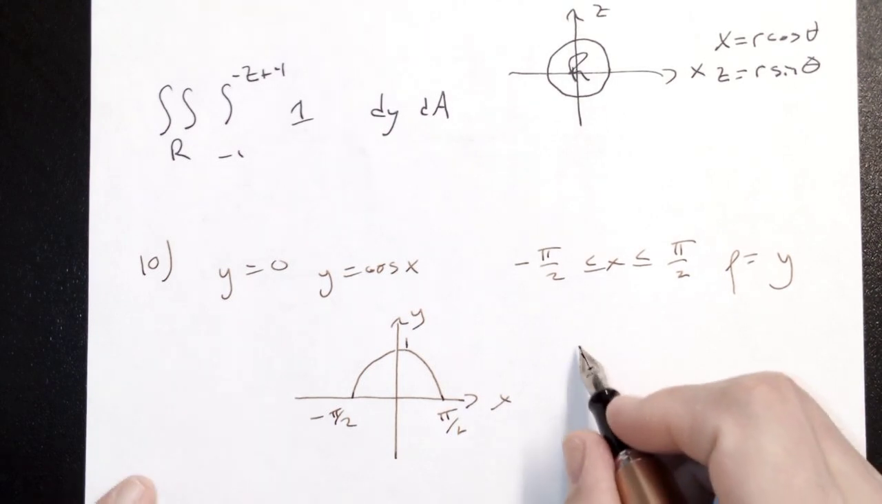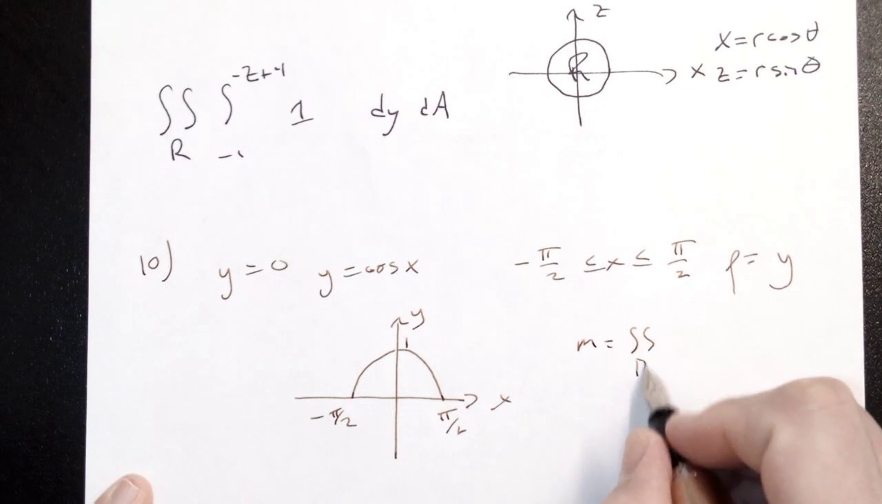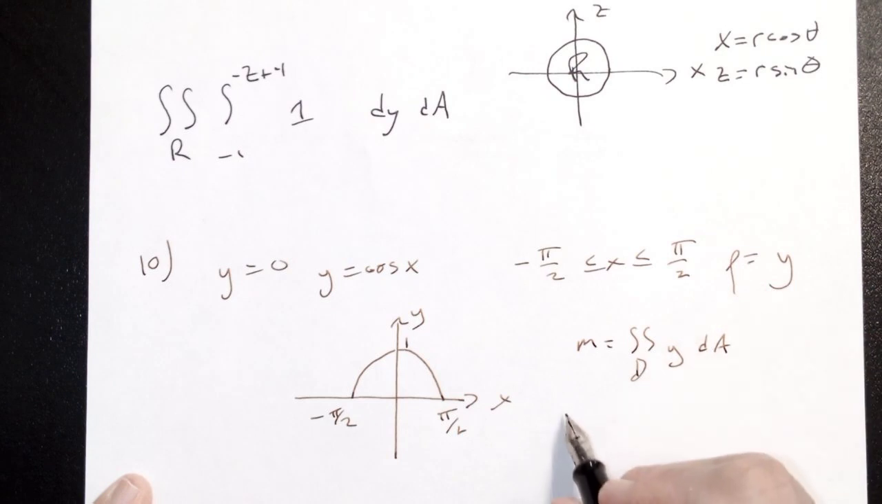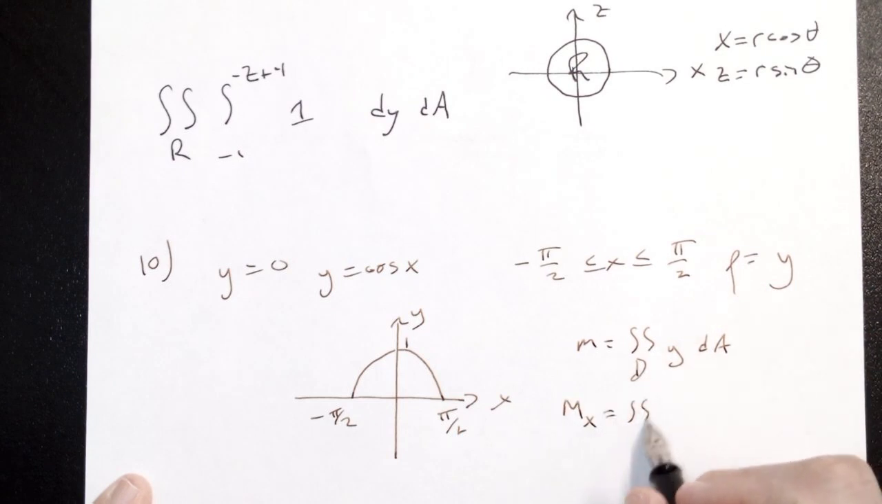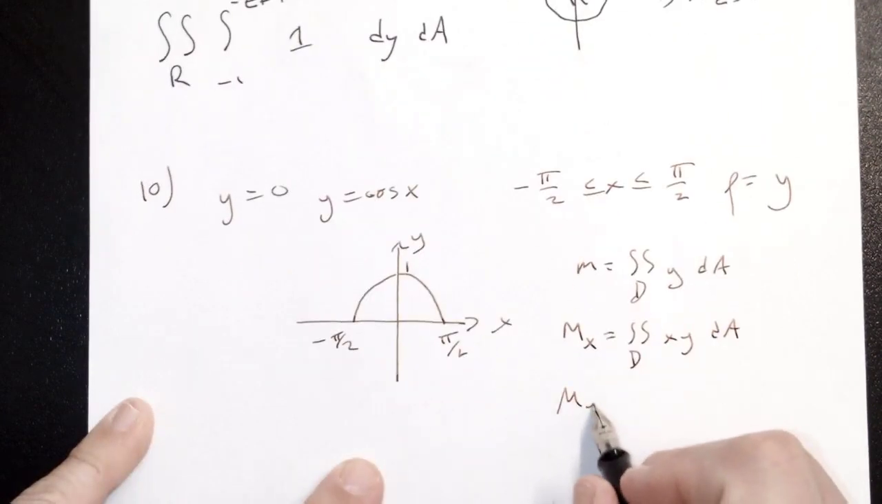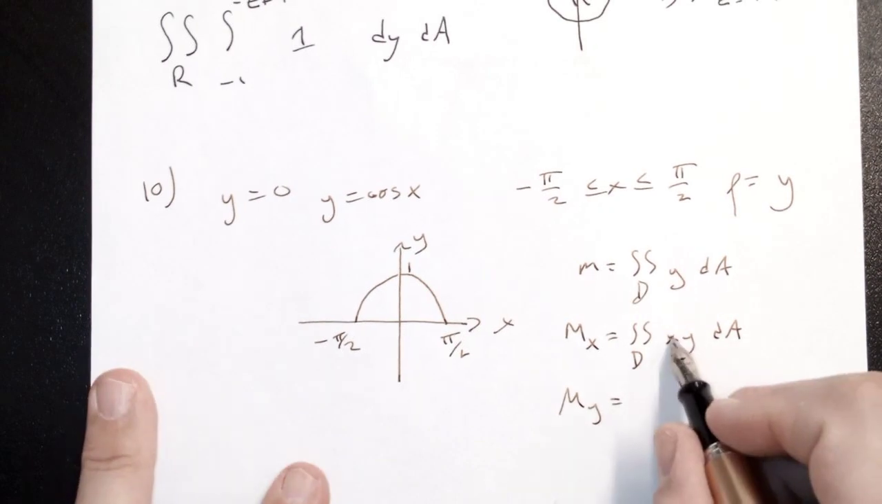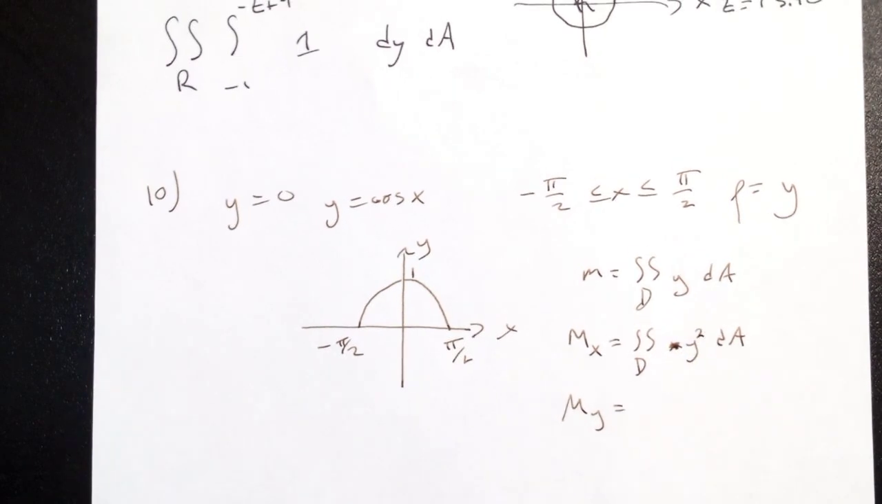Mass is the integral over the domain of y, because y is our density. The moment in x is x times the density. And the moment in y, wait, I've done that backwards. I always screw this up. The moment in x is y times the density, right? We're measuring what x it's going to swing around. So we integrate with respect to y. I always have to go look these up. This is why we have the formula sheets.